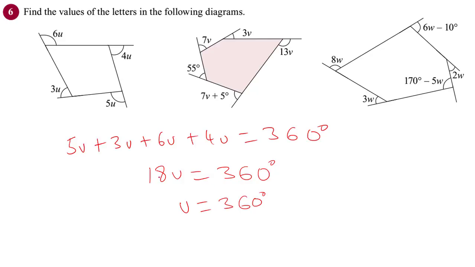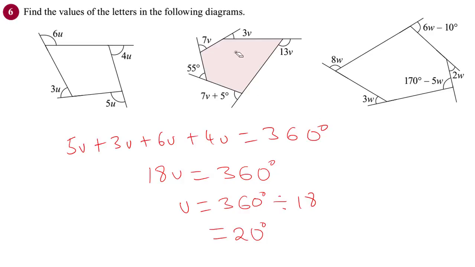You do 360 divide by 18 because we are timesing u by 18. So you divide. And when you do that, the answer is going to be 20 degrees. Okay? So u is basically 20 degrees. That's what u is on that, because they're asking us to find the values of the letters in the diagrams.